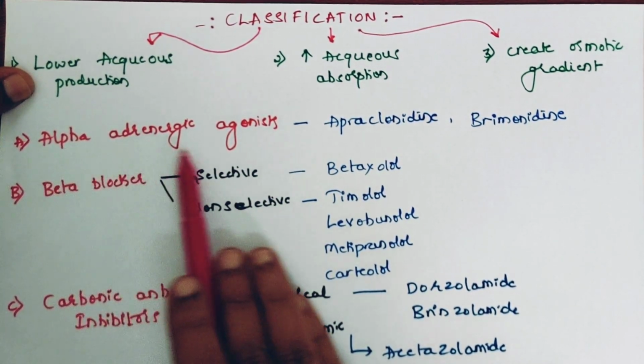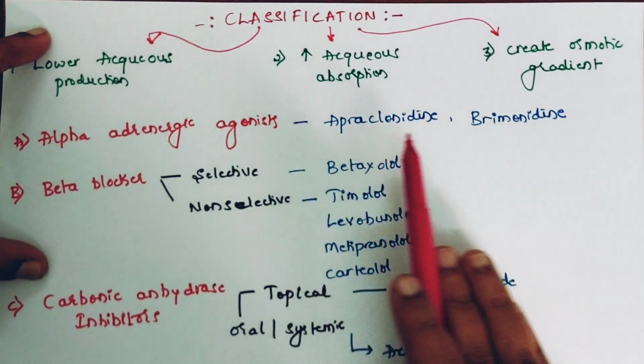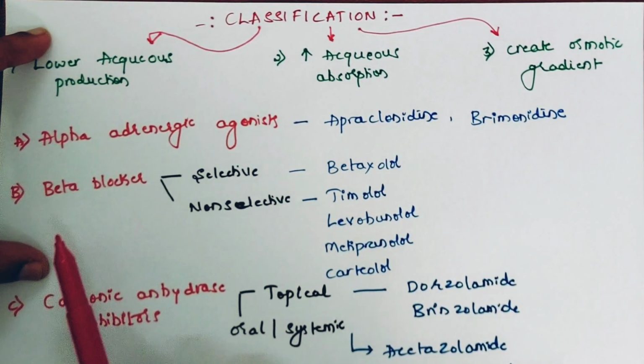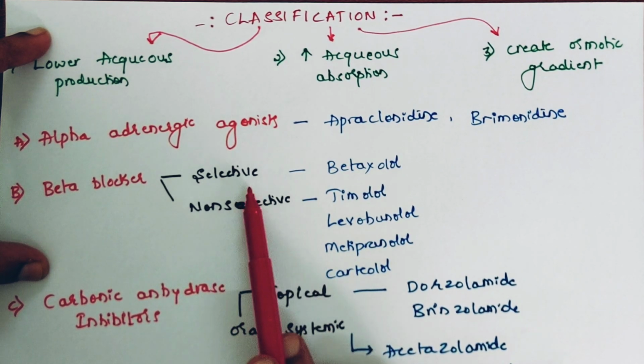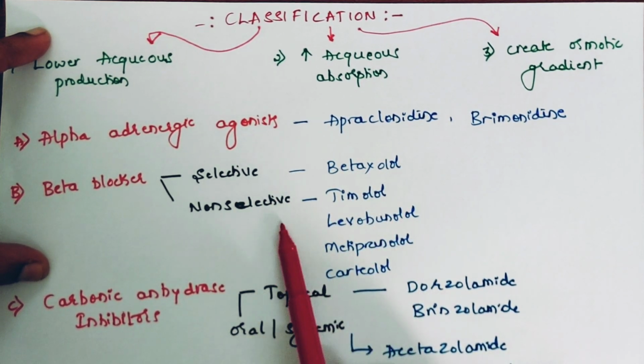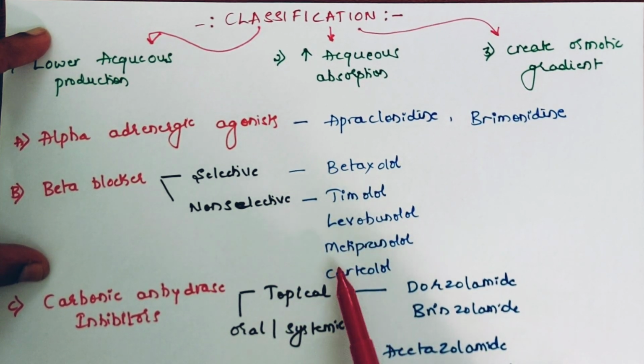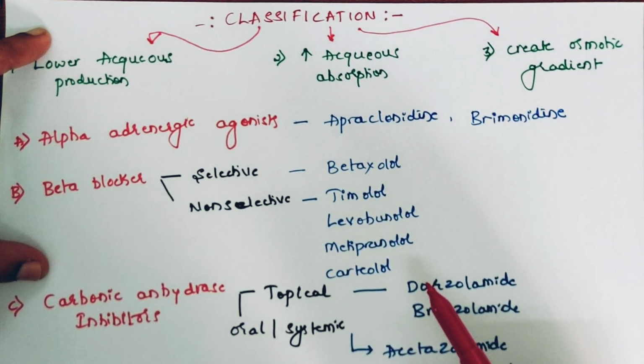A for alpha-adrenergic agonist, which include apraclonidine and brimonidine. Then we have beta blockers, in that again selective beta blockers and non-selective. In the selective we have betaxolol, in the non-selective we have timolol, levobunolol, metipranolol and carteolol. So all these 'lol' drugs will come in beta blockers.